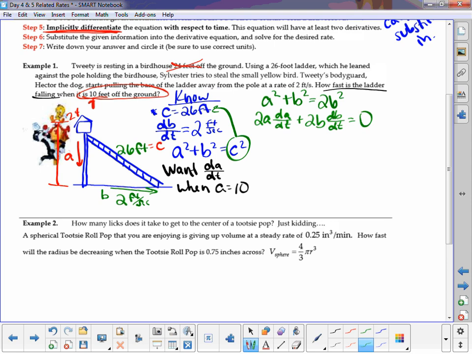Okay. Now, we are looking for this value here. Let's make sure we have all the rest of the information. I'm looking specifically when A is 10, so I'm going to write that in. So when A is 10, I have 2 times 10. I don't know dA/dt, that's what I'm solving for. Plus 2, what's my B value?